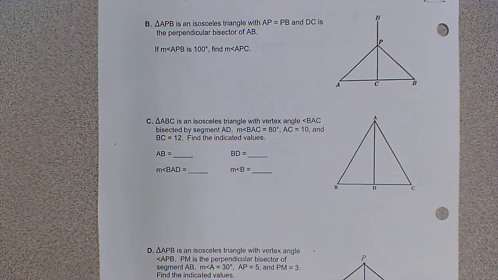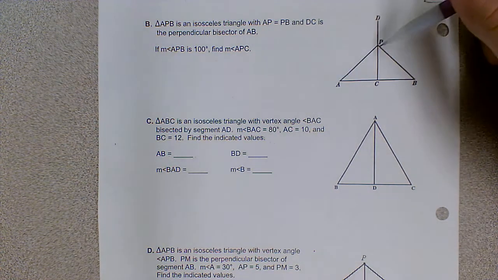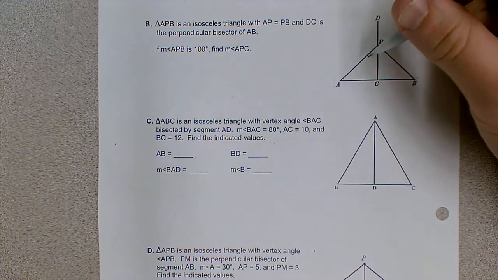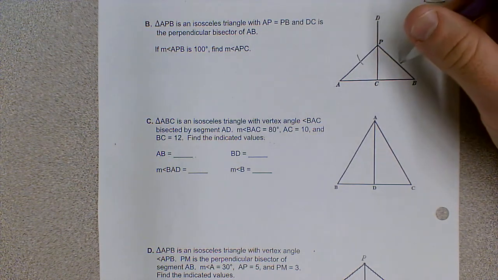Okay, question B is really simple. Triangle APB is an isosceles triangle with the length of AP congruent to the length of PB.